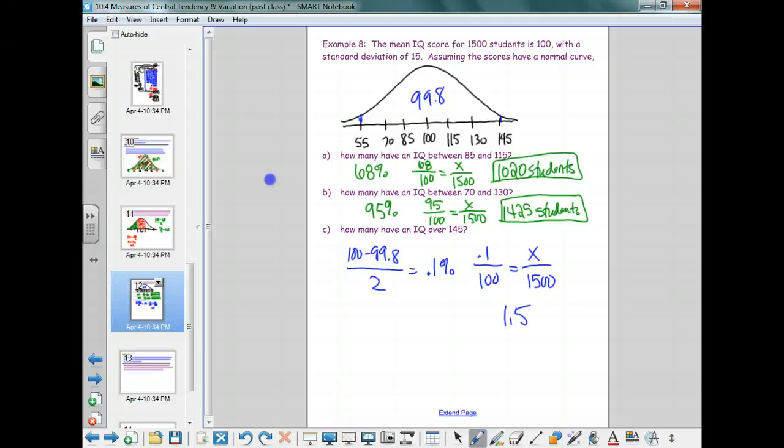Yeah, we're just going to use normal rounding rules. So 1.5 is going to become 2. And if you want to put an "approximately" to recognize that you did round that, I'm good with that. This is approximately 2 students, but you must round.